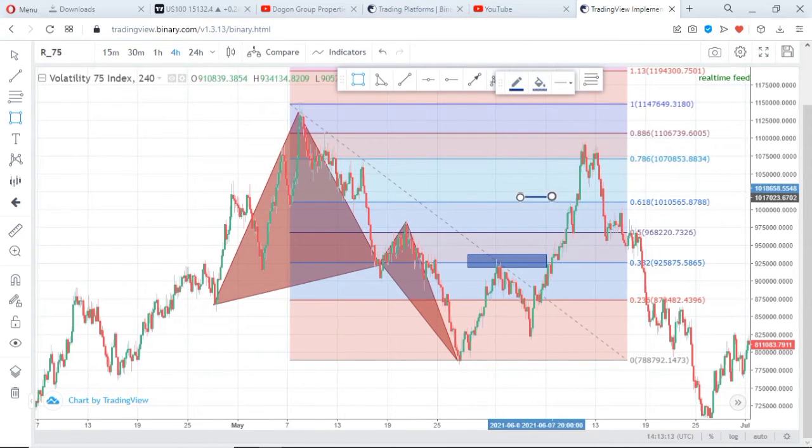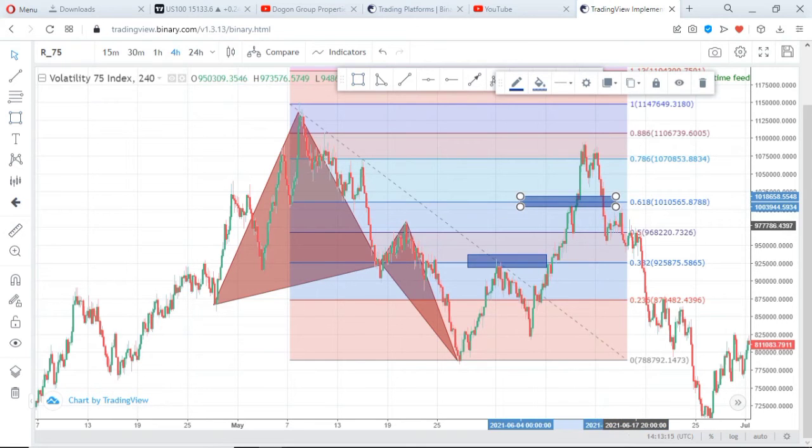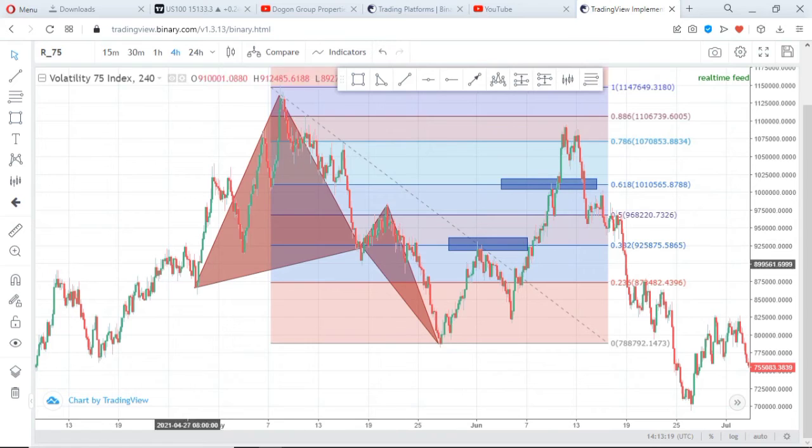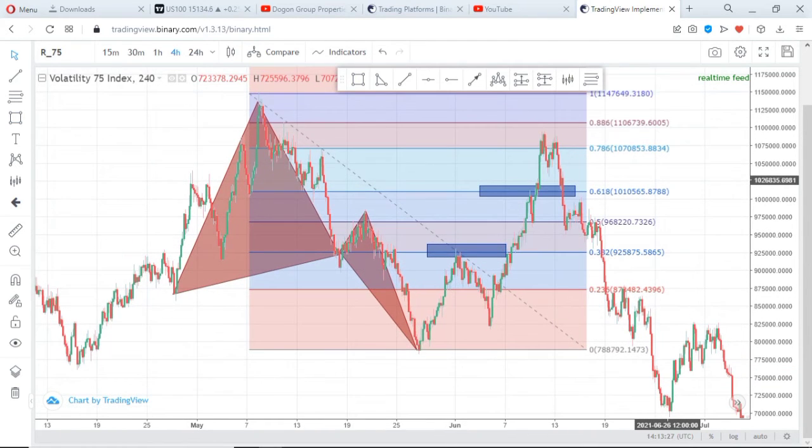Okay, second target also got hit where? On 618. 618 got hit. So this pattern was a valid pattern and it worked. All this pattern works, guys. Trust us. Harmonic pattern is a powerful tool. We learned this pattern when we started trading in 2016. So we've got a lot of experience in trading these harmonic patterns.